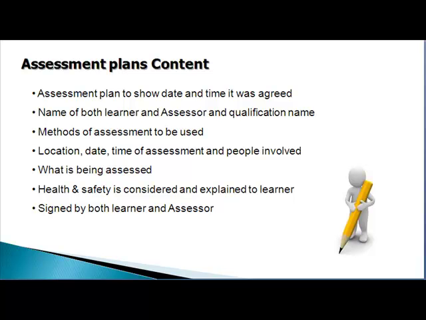You'll also have the names of both the learner and the assessor, and it's important to also have the qualification name. This is good for auditing purposes, to allow it to be clarified exactly who the assessment pieces of work belong to. You will also be identifying the methods of assessment to be used. By writing down the type of assessment method, it allows you to think, have I used that one before? Should I use something else? Actually think about what approach would be best for any particular given task.